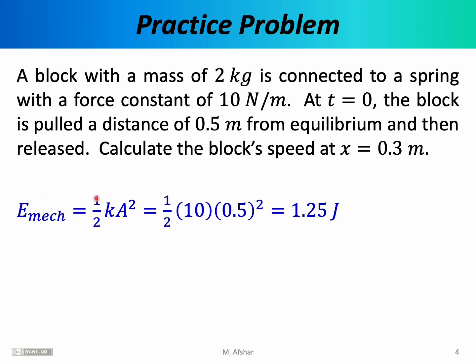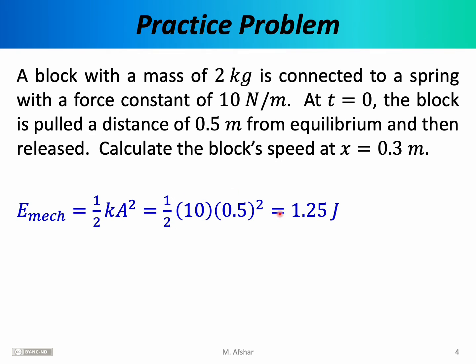K is given to us as 10, and we know the amplitude is 0.5 because remember, the amplitude is the maximum displacement, and this mass is pulled to a distance of 0.5 meters and then released. This mass will never go past 0.5 meters. It will simply oscillate between 0.5 meters and minus 0.5 meters. So it's pretty easy to determine that the amplitude of motion must be 0.5.